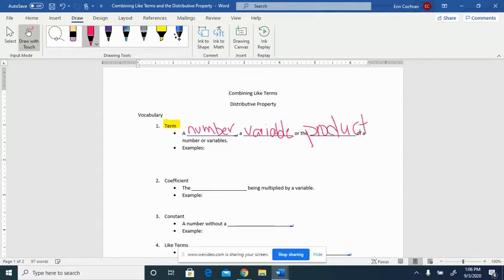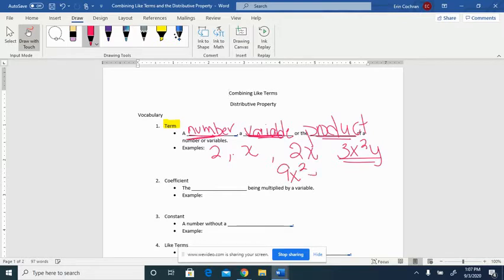Okay, so for an example, is 2 a term? Yes, because it's a number. Is x a term? Yes, because it's a variable. 2x is a term because it's the product of a number and variables. 3x squared y is a term because, again, it's the product of a number and variables.